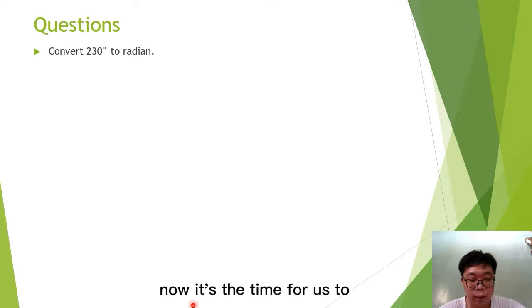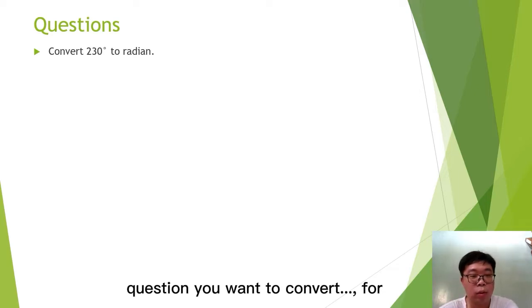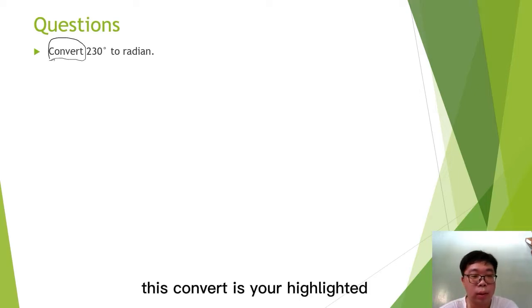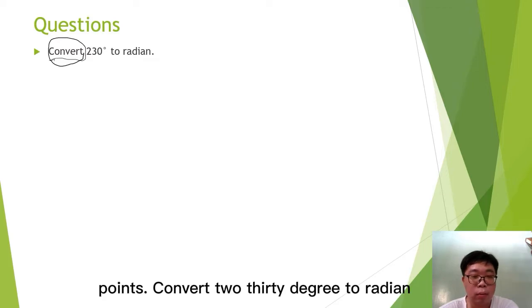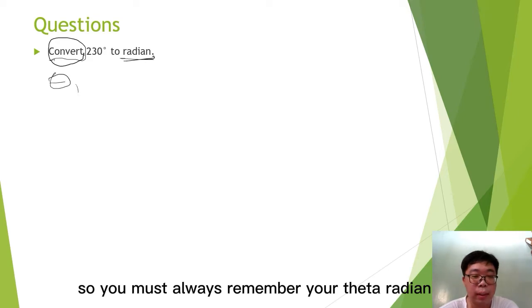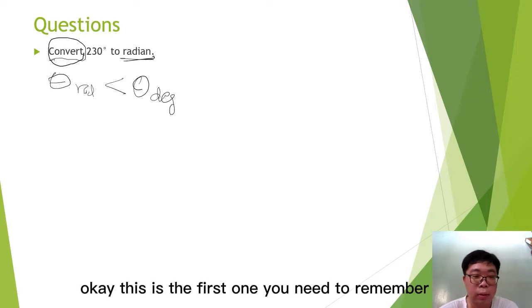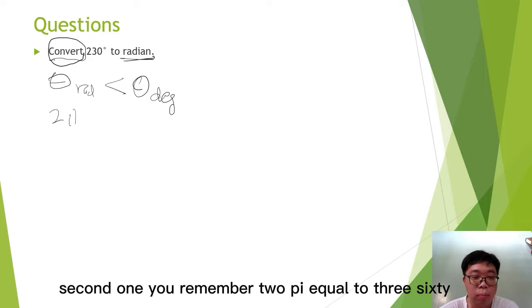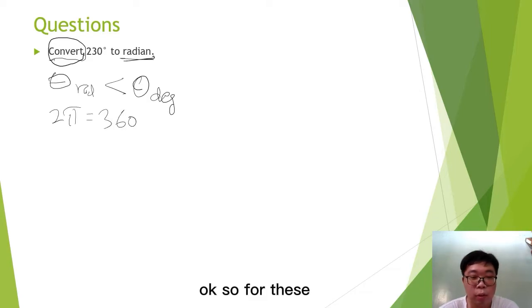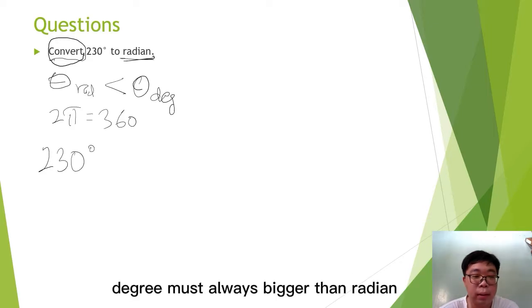Okay, now it's time for us to start discussing the questions that were given as homework. So the first question: you want to convert. Draw this, and highlight the points: convert 230 degrees to radian. You must always remember your theta radian is smaller than theta degree. This is the first one you need to remember. Second, you remember 2 pi equal to 360. So for this question, when you want to convert 230 degrees, it must always be bigger than radian.